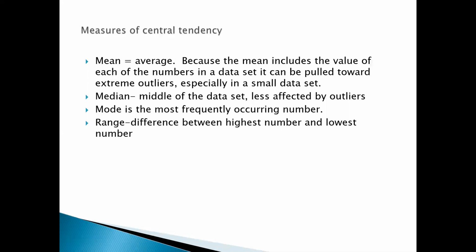And then the mode is just the most frequently occurring number in the data set. Not every data set has a mode. Some have 2 modes, and we'll talk about that as we go along. And then the range is the difference between the highest number and the lowest number in your data set.